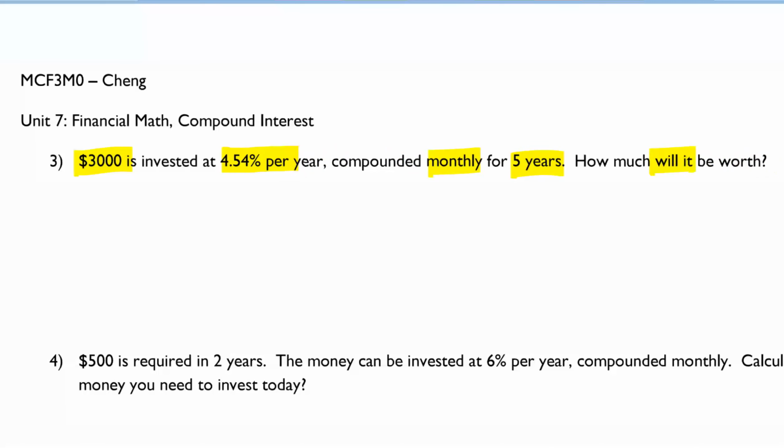Let's come in with a breakdown. Okay, we got $3,000 invested. That is your PV. How much will it be worth? We're talking about FV, right? 4.54%. That is your R, right? How many compounds per year? We are talking about CY right here. And we are going for 5 years. Did I say 5 months? I meant 5 years. 5 years. So this is your years.